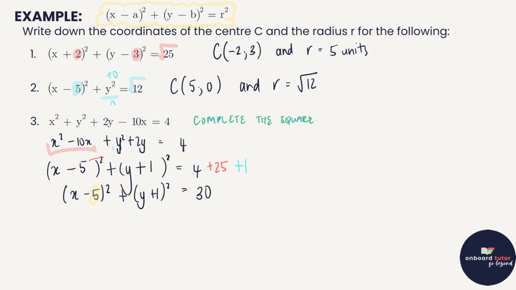Okay, and that is fantastic because have a look now. I've got an x and a y coordinate of my center, and if I square root that, I can get the radius length. So let's do that. So the center is going to be 5 and minus 1, okay, because minus 1 would give me that positive 1 there. And then the radius is going to equal the root of 30.